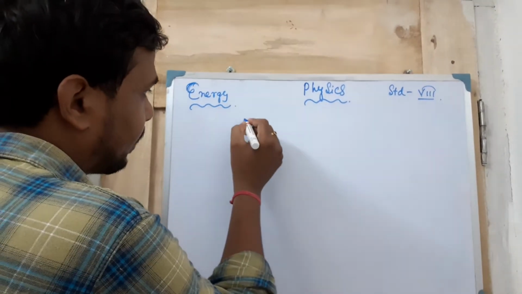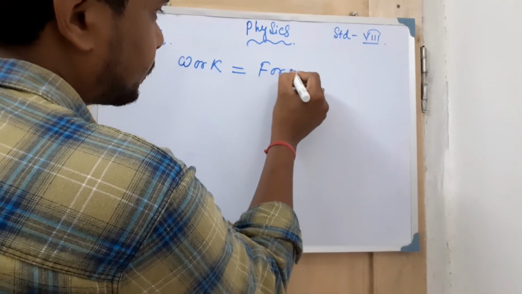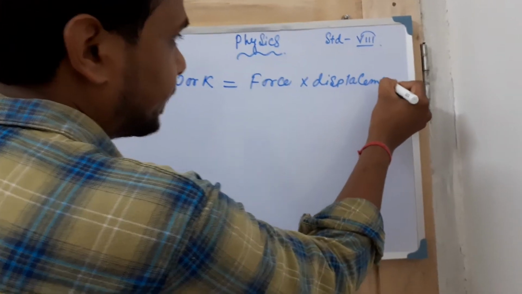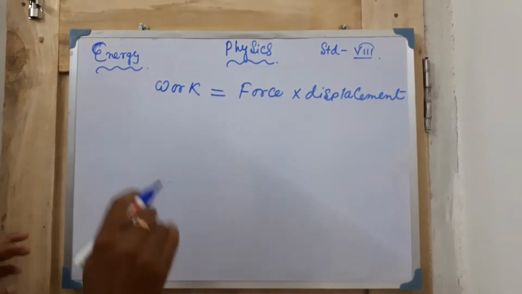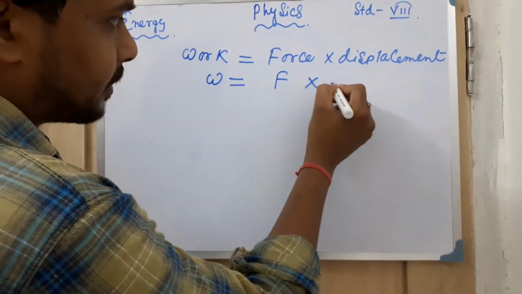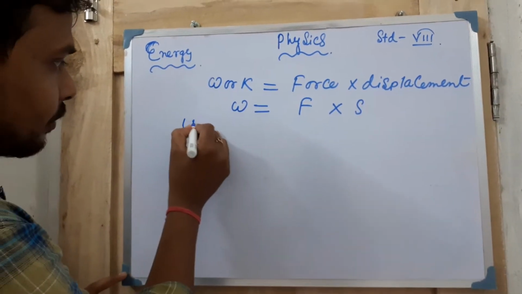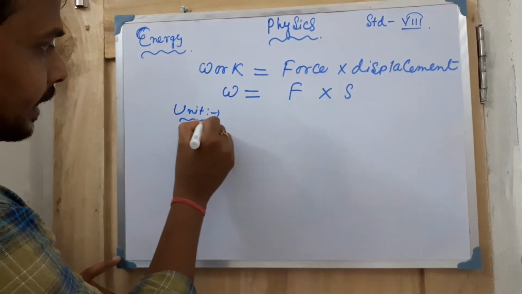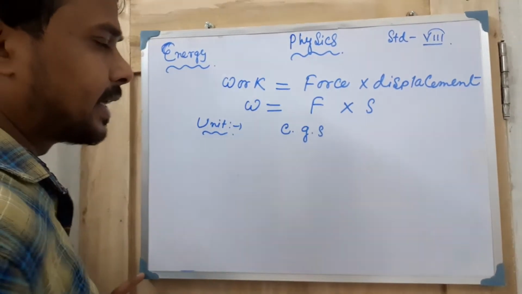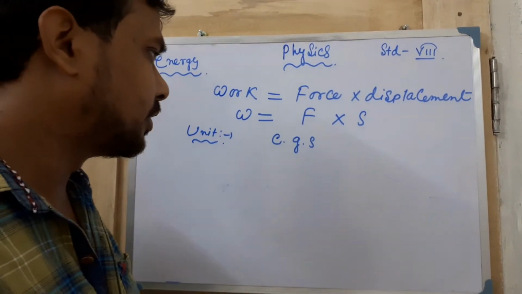So we know that work can be written in the form of force into displacement. This is the formula of work. In mathematical form, you can write that work is equal to force into displacement, S or D, whatever you like. Now, if you want to write the units of work, there are two systems of units we know, CGS and SI, or MKS. FPS is not in your syllabus, so no need to discuss that one.